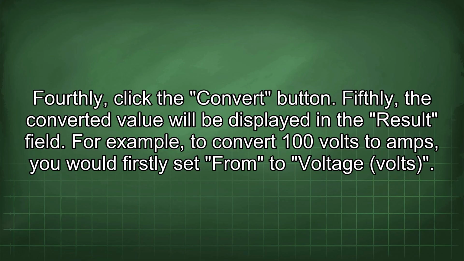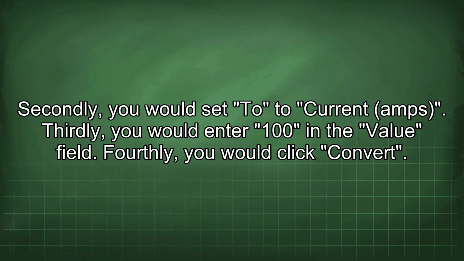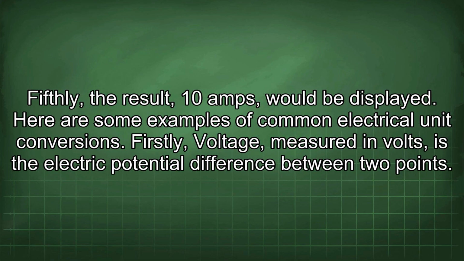For example, to convert 100 volts to amps, you would firstly set from to voltage volts. Secondly, you would set to the current amps. Thirdly, you would enter 100 in the value field. Fourthly, you would click convert. Fifthly, the result 10 amps would be displayed.